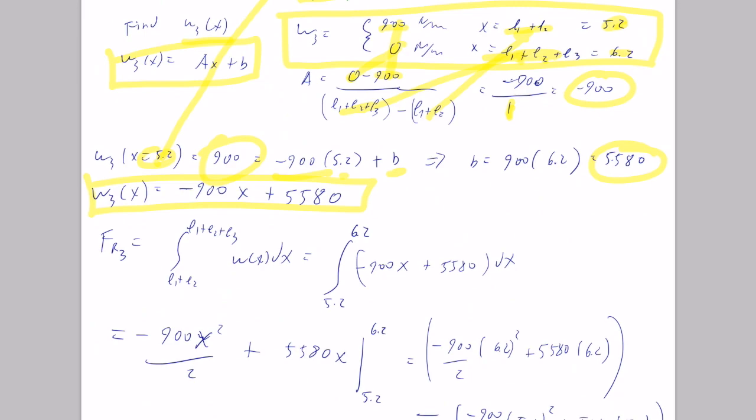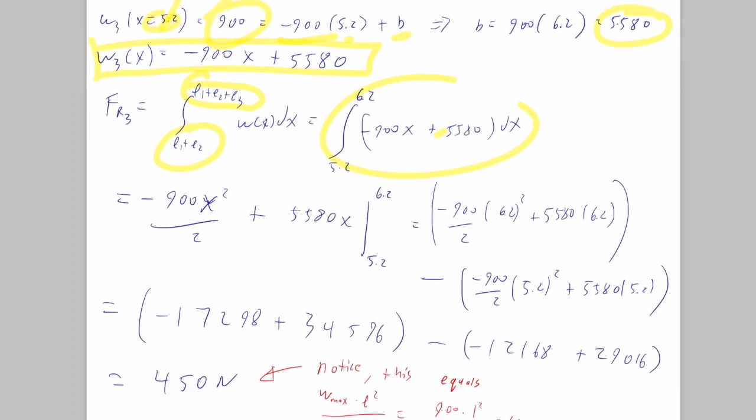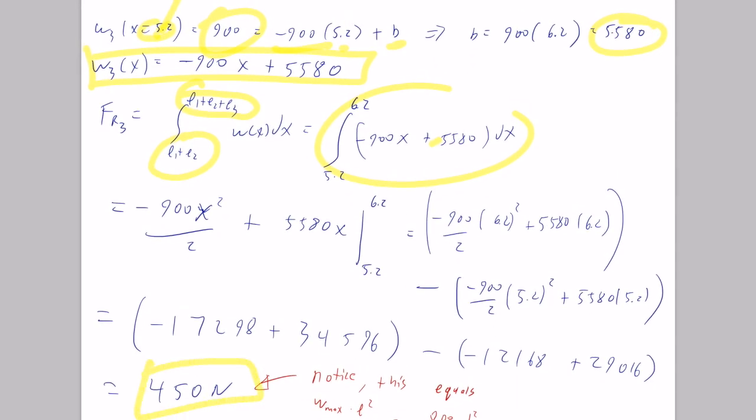Okay, and then we can do this integral. Once again, I'm going from where that equation starts to where it ends, W3. When we do this integral, we're going to end up with 450 newtons, and actually that's a typo. Let's erase that. It's just WL over 2 is what that equals. We'll talk about that a little more in a second.